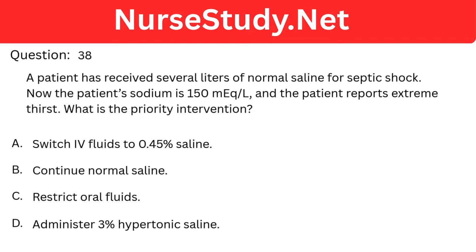Question 38. A patient has received several liters of 3% normal saline for septic shock. Now the patient's sodium is 150 milliequivalents per liter and the patient reports extreme thirst. What is the priority intervention? A. Switch IV fluids to half normal saline. B. Continue normal saline. C. Restrict oral fluids. D. Administer 3% hypertonic saline.